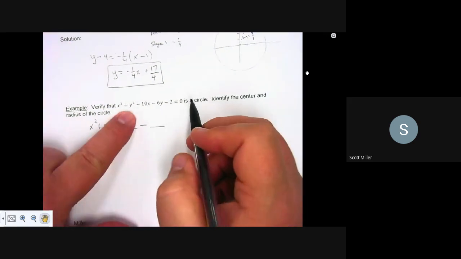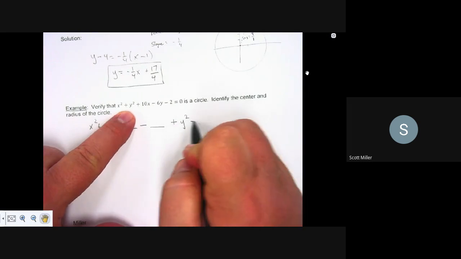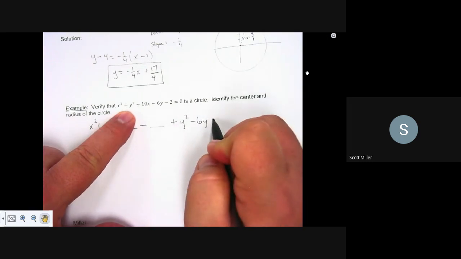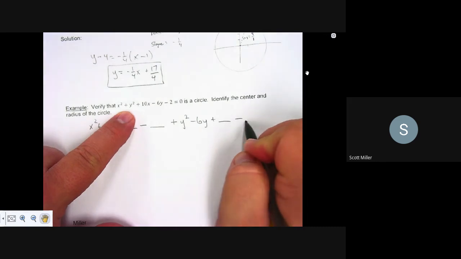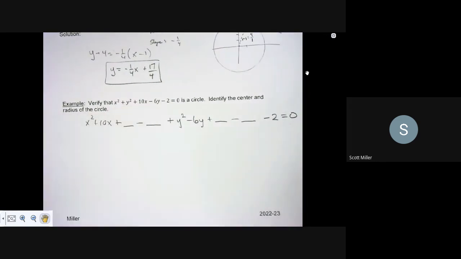And I'm going to do the y, so be careful of your signs when you do this. Y squared minus 6y. I'm going to add something. I'm going to immediately take it away. And then here's the minus 2. So that's the setup that you want to follow.